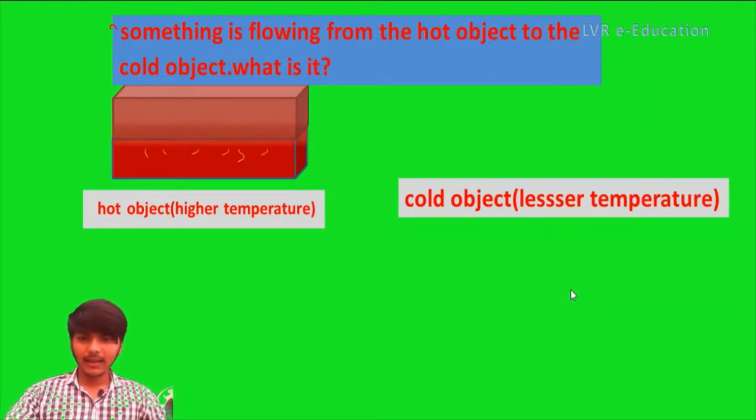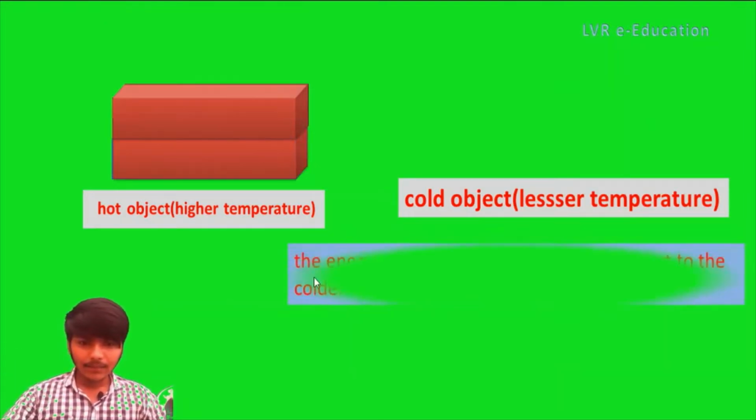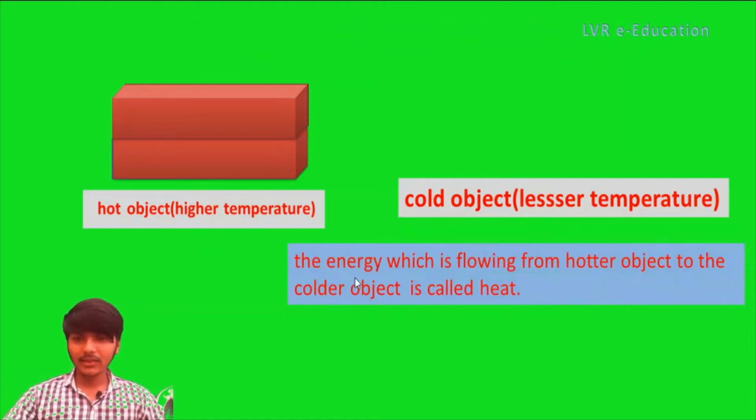What is it? It is energy, right? We call that energy heat. So the energy which is flowing from the hot object to the cold object, we term it as heat. This process of heat transfer will continue until these two bodies reach the same temperature.